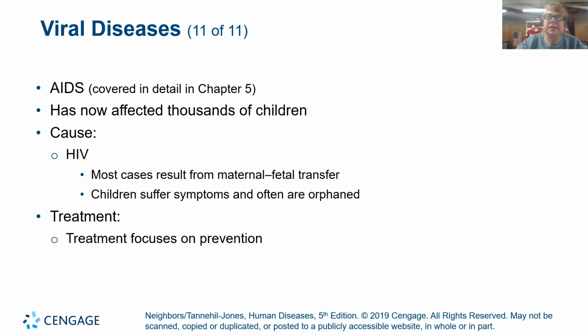We can see reactivation in immunocompromised people. AIDS, we discussed this in detail in Chapter 5. It has now affected thousands of children throughout the world. Most of the time, it was a result of maternal fetal transfer, meaning it either transferred while the baby was in the mother in utero, during the birthing process, or during the nursing process. Children can suffer from symptoms, and many are often orphaned, not so much in this country, but in other countries. There is no treatment for it. The treatment focuses on prevention.